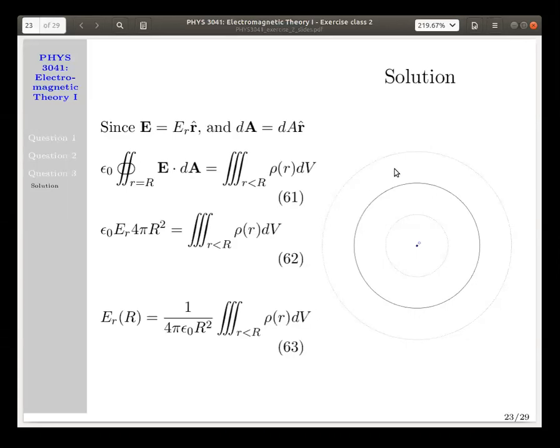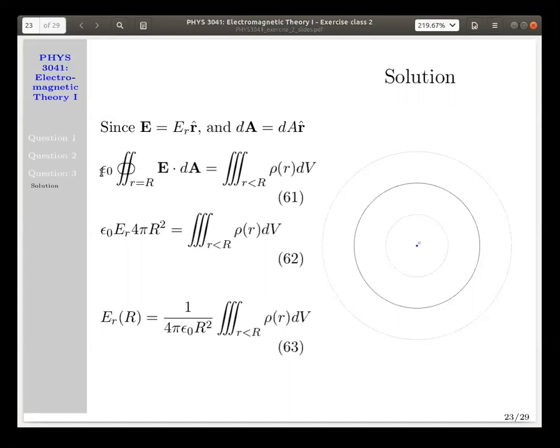And because the system is symmetric, the electric field will only have a radial component, which is the E_r out here. And also the electric field will only depend on the radius r. And also here the differential area dA is simply dA r hat, because on a sphere the normal vector is pointing outwards from the origin. So the unit normal vector here is simply r hat.